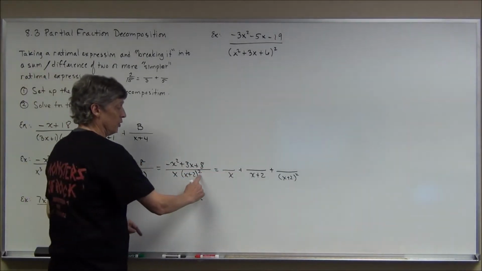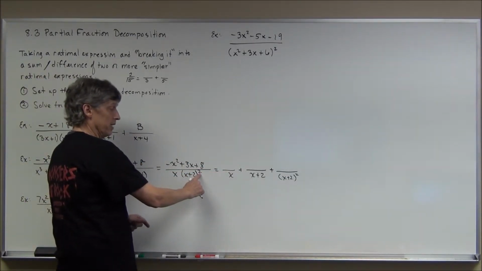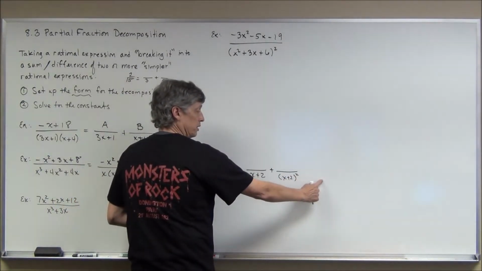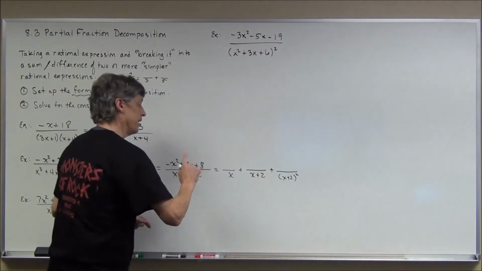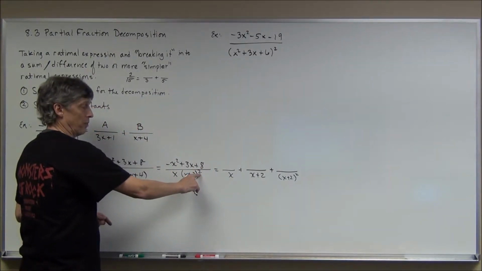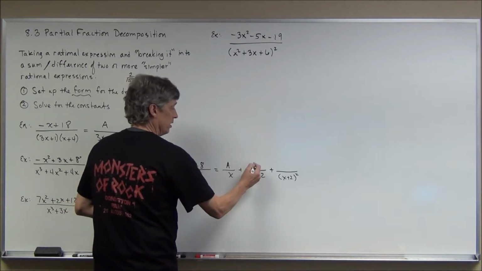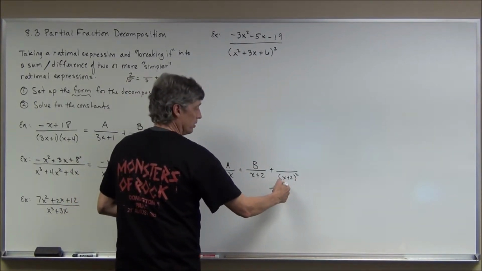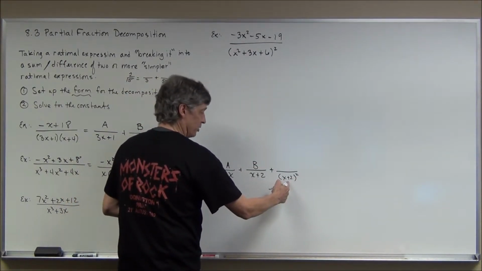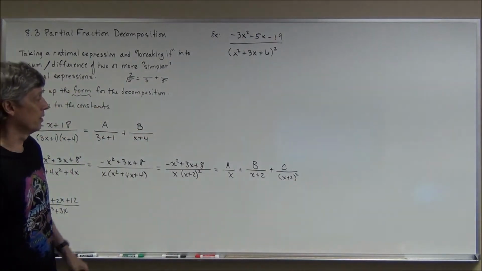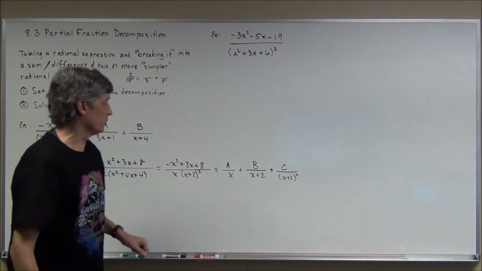Now if instead of a 2, this had been a 3, then I would have had one more fraction with x plus 2 quantity cubed. You would take every power up to whatever that exponent is. So this is linear. This is linear. And even though if you squared this out, you would get a quadratic, the factor is linear, so I keep a constant factor for the numerator. A, B, and C, there are no variables there.